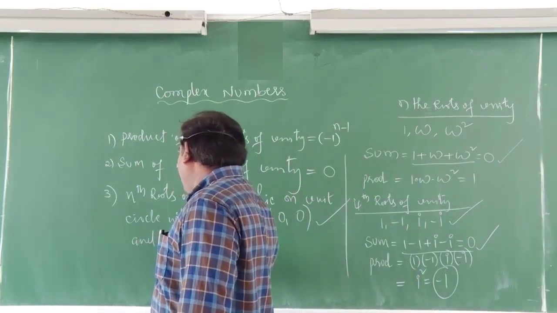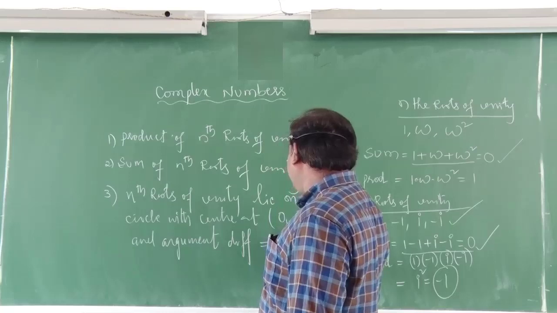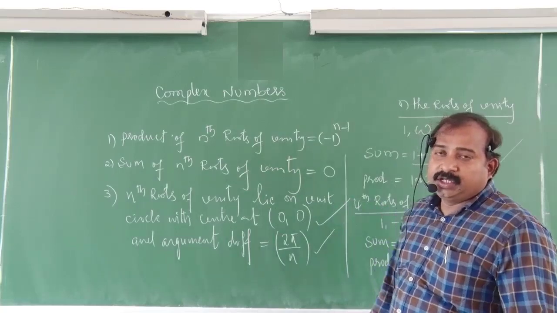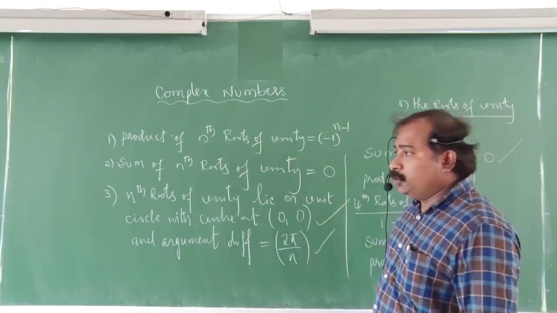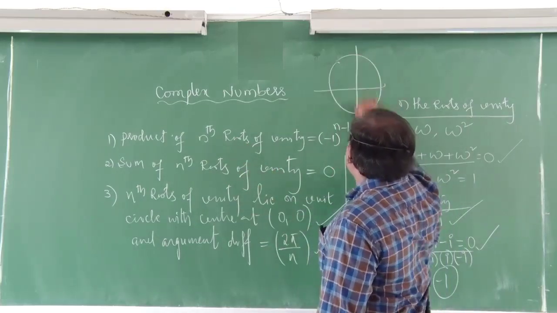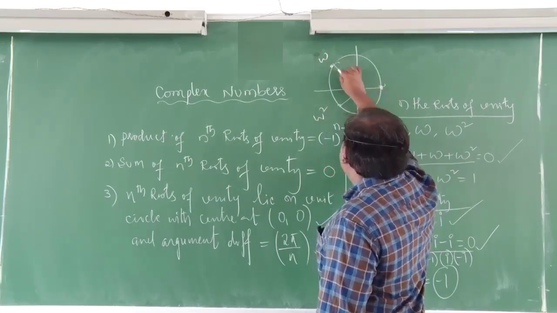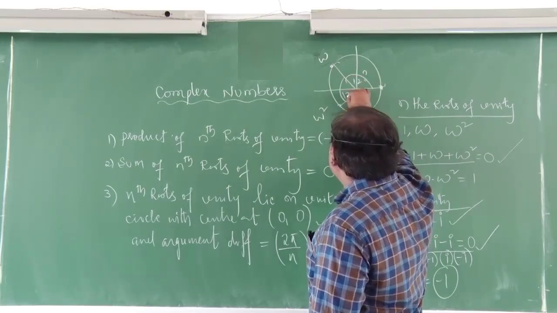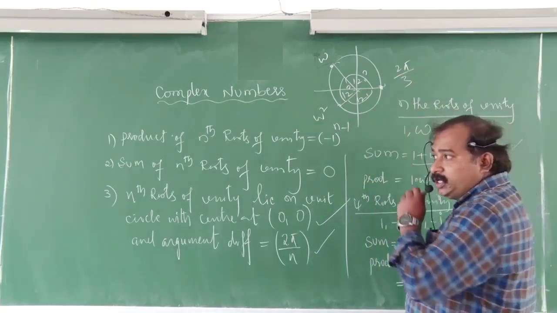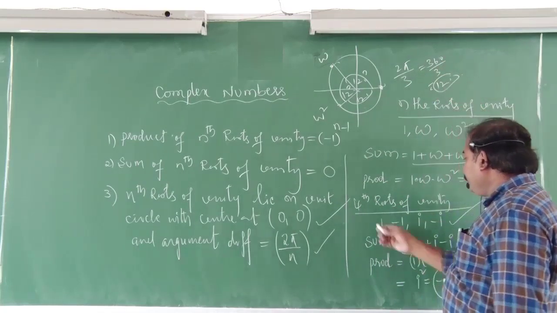The argument difference is equal to 2 pi by n, for consecutive numbers I am telling. For example, take the cube roots of unity. Consecutive complex numbers: here it is 1, here it is omega, and here it is omega square. What will the difference be? 120 degrees, 120 degrees, 120 degrees. How does it come? 2 pi by 3. Since these are cube roots of unity, 2 pi means 360 by 3, which is equal to 120.